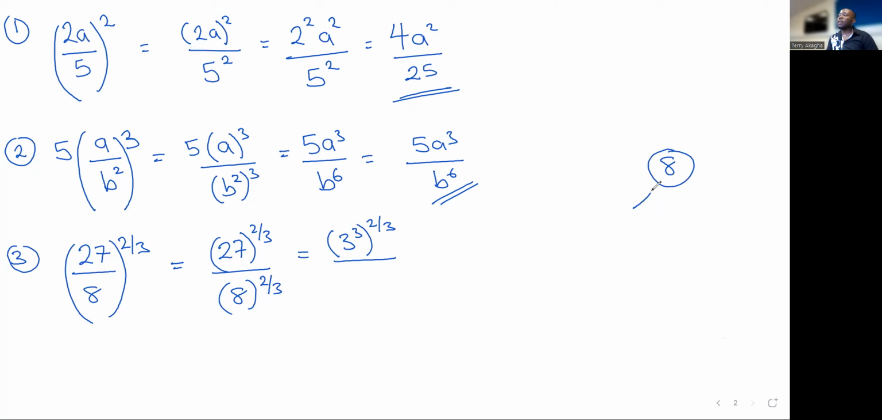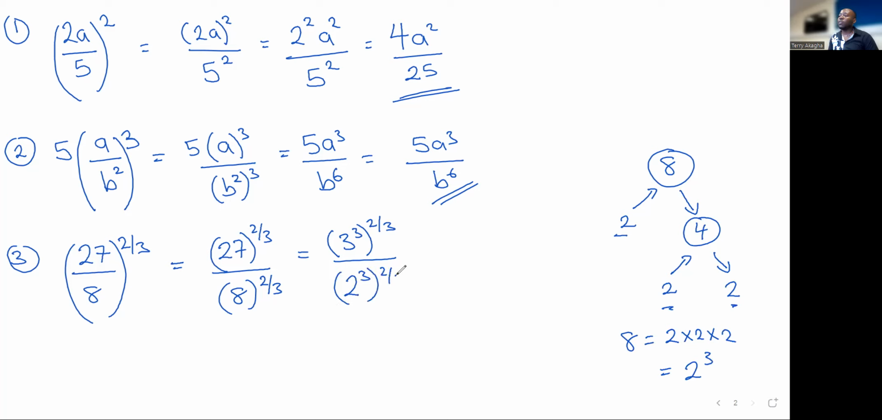So 8, we can break down 8 to be 2, and it'll give us 4. We can also break down 4 to be what? 2, and what? 2. Are you seeing it? So we can now say 8 is the same thing as 2 times 2 times 2. And that will be 2 raised to the power what? 3. So this is 2 raised to the power 3, 2 over 3. Now we're done with that.